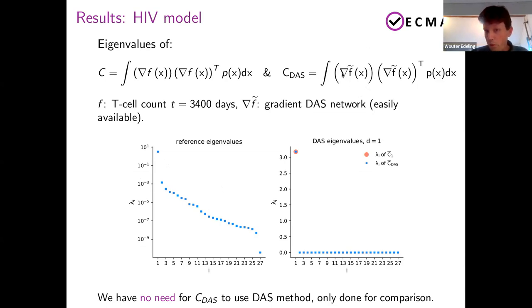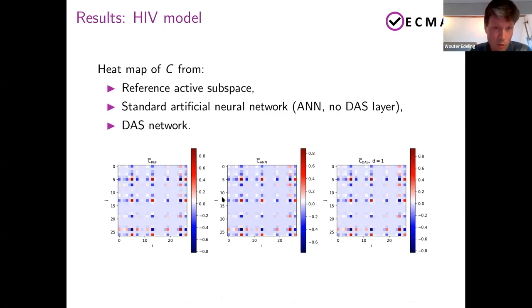And I don't have to compute this, but once I train my network, I can compute the gradient if I want to in a post-processing step, so I can compare the eigenvalues. And you can see that in the case of the neural network, I've selected d equal to 1. Then all the other eigenvalues are exactly 0. But if you look at the reference case, for d equal to 1, you get an eigenvalue of roughly 5, or between 5 and 10. And the next one is 2 orders of magnitude lower. So this is an indication that you do have an active subspace.